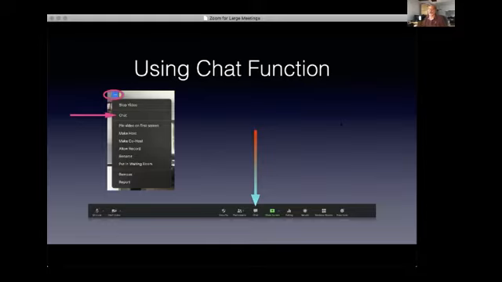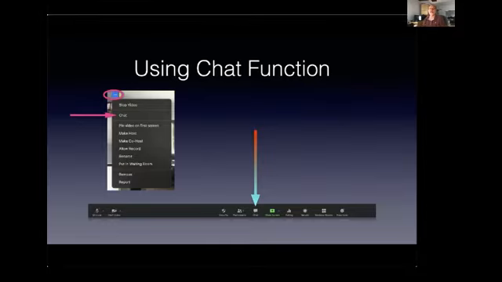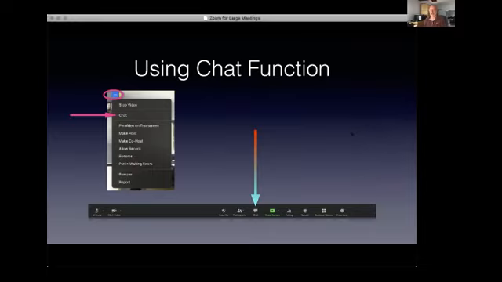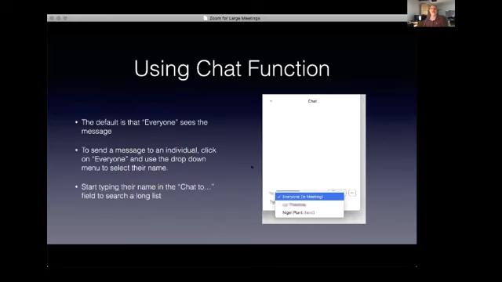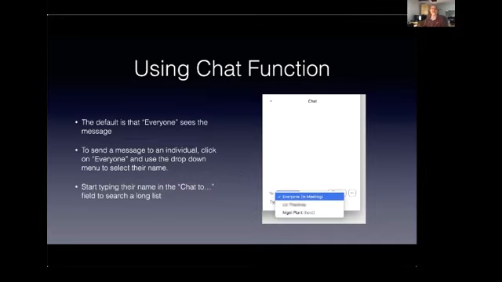Using the chat function, there are lots of different ways of using this. Clicking on chat, you can do it from the menu bar at the bottom of your screen. You can chat to an individual by clicking on their square and choosing chat from that drop-down menu, the same one where we had stop video. And the default, if you use the menu at the bottom of the screen, is that everyone sees the message.